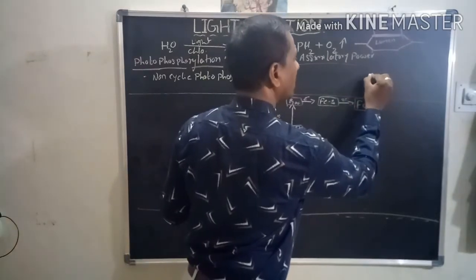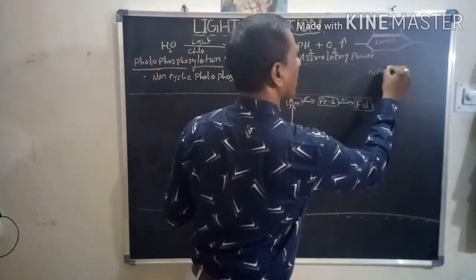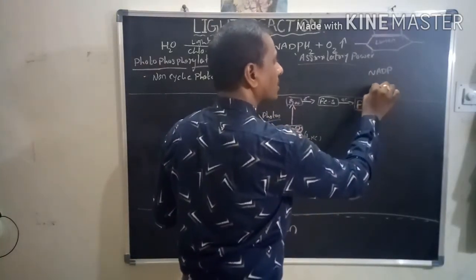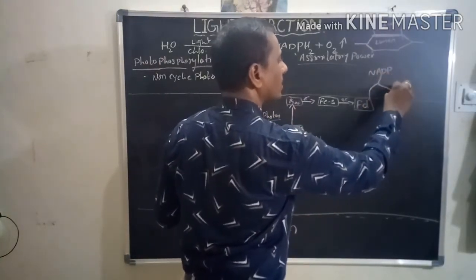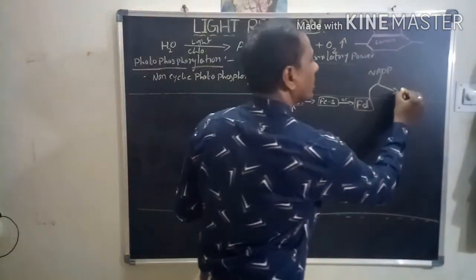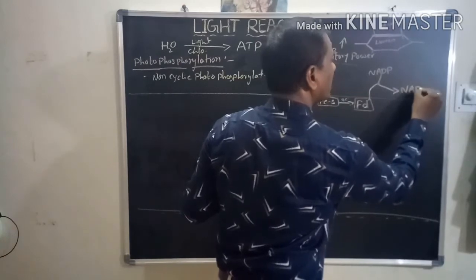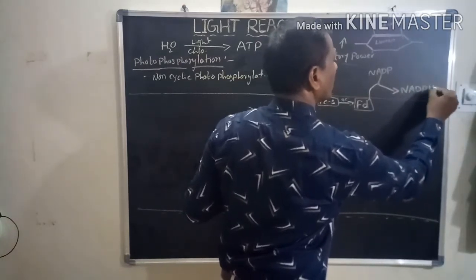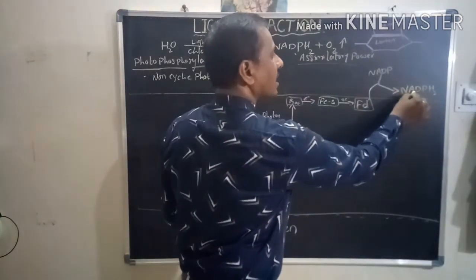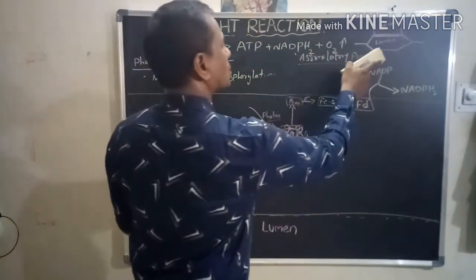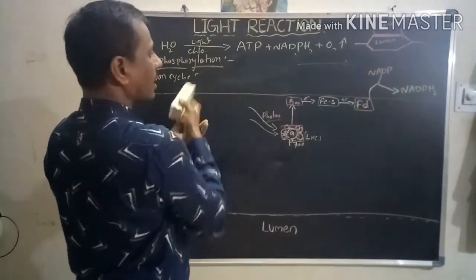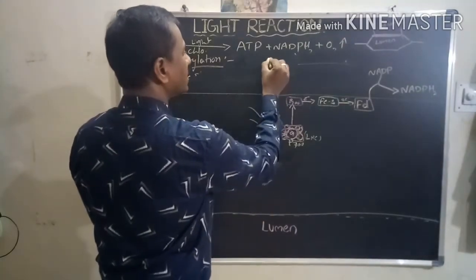The NADP is located in the stroma. The ferredoxin transports electrons to NADP, and the NADP is reduced into NADPH2. Then where do the hydrogens come from? These hydrogens are supplied by the stroma. Which part? This part I already told you, this is the stroma.